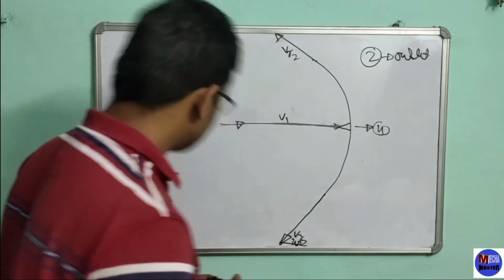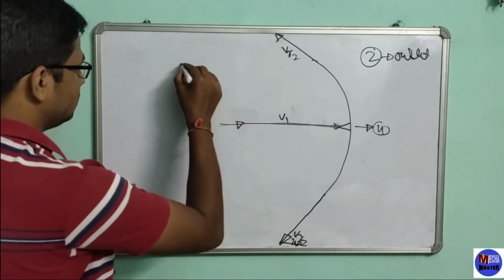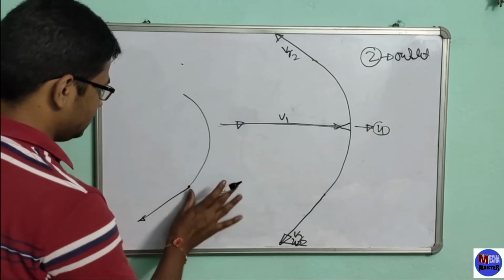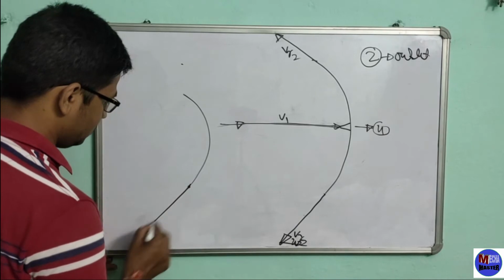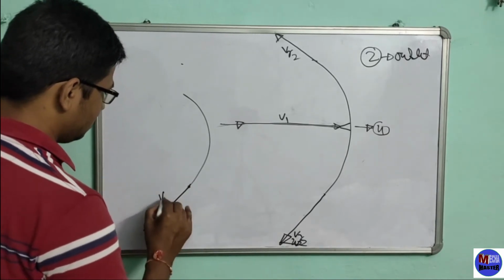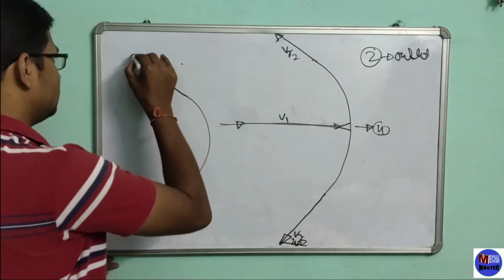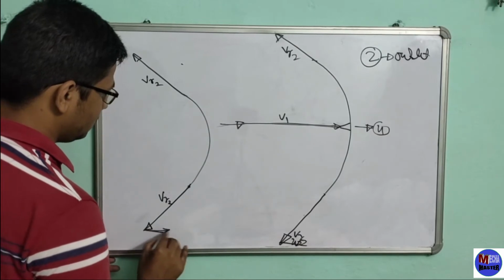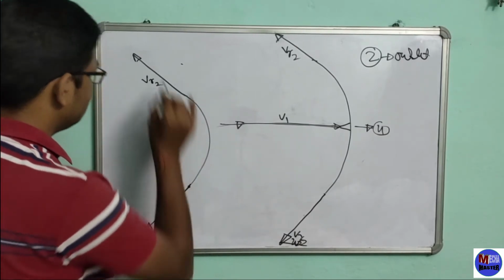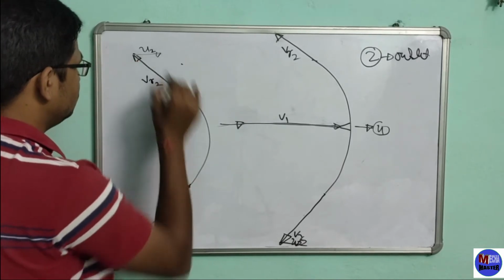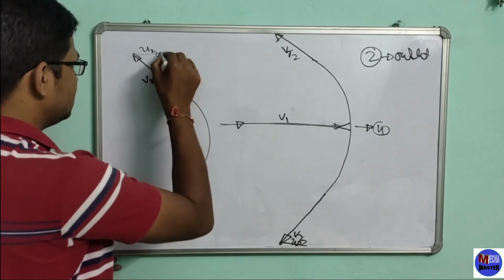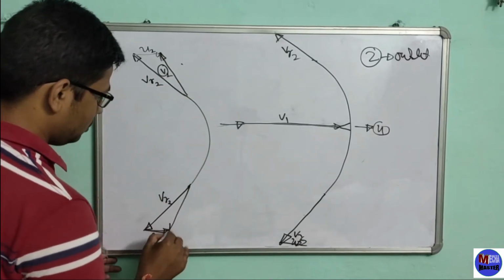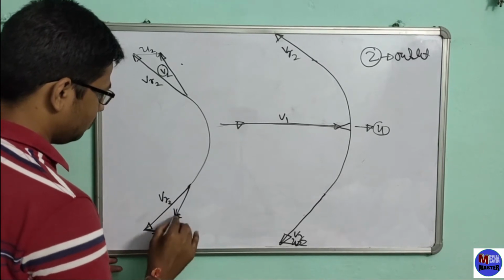We can draw a small portion of it, this one. This is a tangent. If it does not appear like a tangent, you can draw it like this. This is the relative velocity, and this is also the relative velocity at the exit. This is the velocity of vane u, and there is also the velocity of vane u. If we take the resultant, this is called vane velocity u2, and this is called v2.